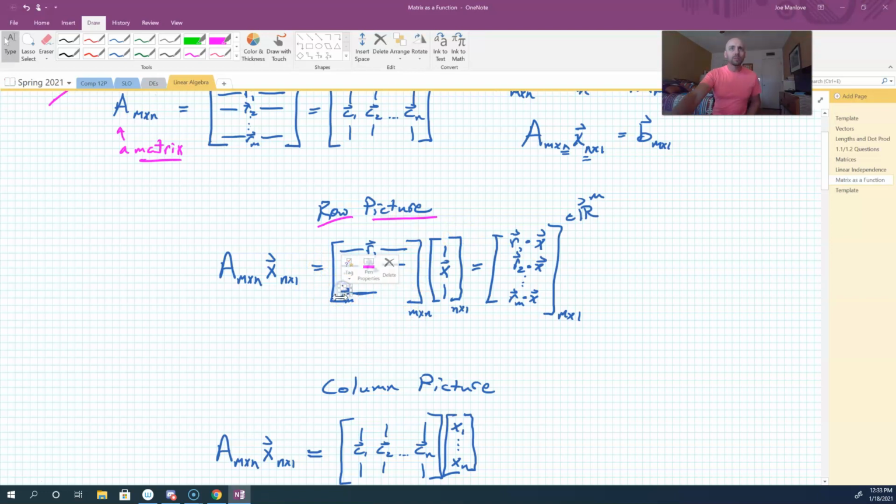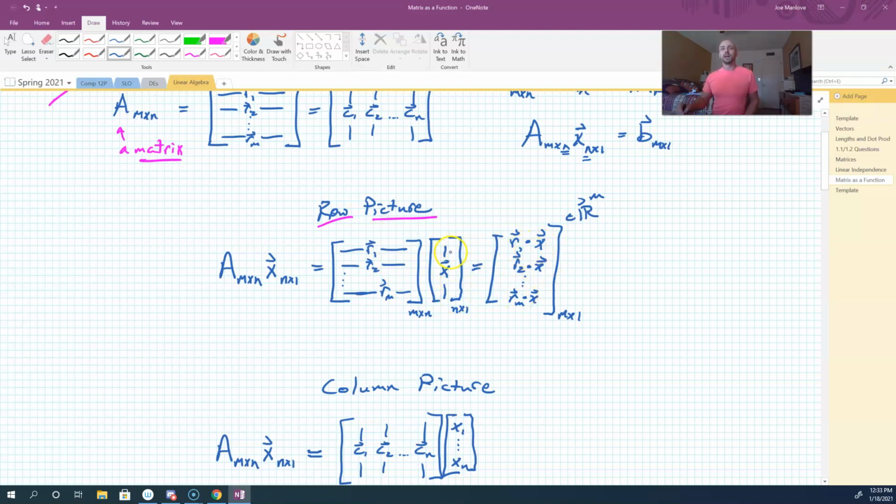I lost some writing here, so let's fix that. So I have row 1, row 2, all the way down here. At the end here, I'm going to have row M. So I'm going to have all my rows, and then I'm multiplying by my vector x, and the way I'm going to do that is I'm going to take the dot product between x and each row.